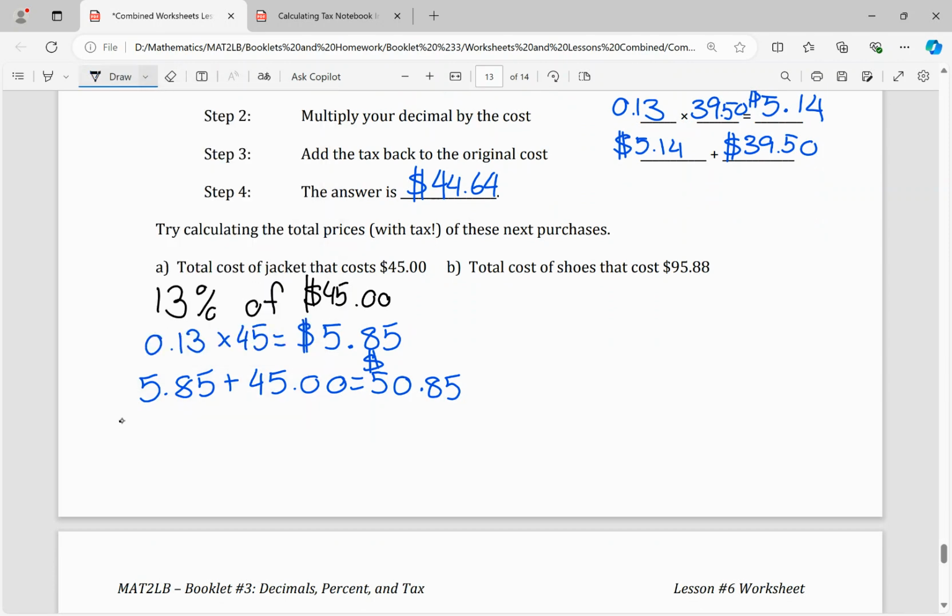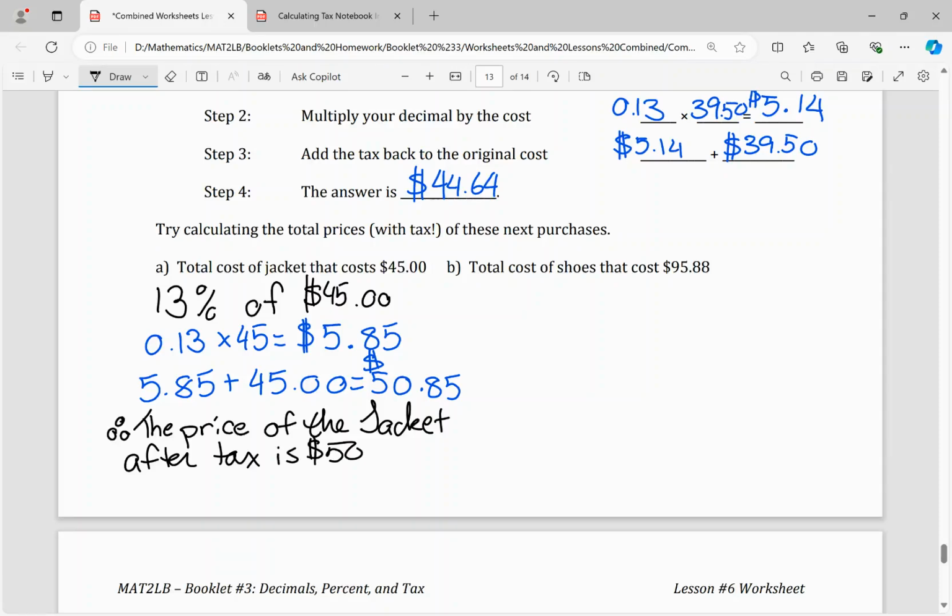So if I was making a therefore statement, I might say, therefore, the price of the jacket after tax is $50.85. Great. So now I'm going to teach you a shortcut which will save you some time when you calculate the final price after tax.